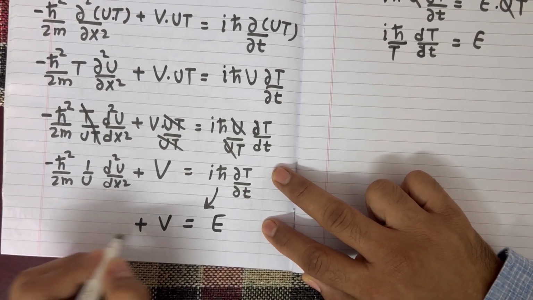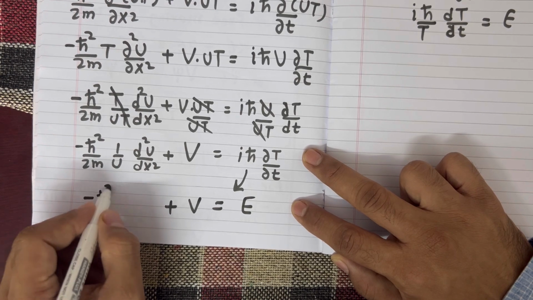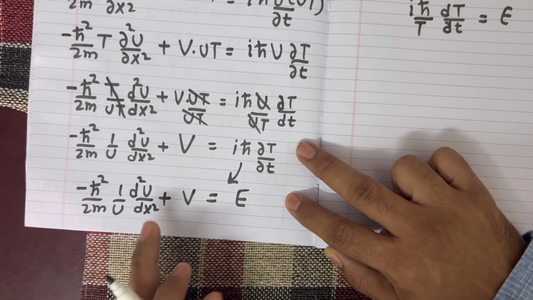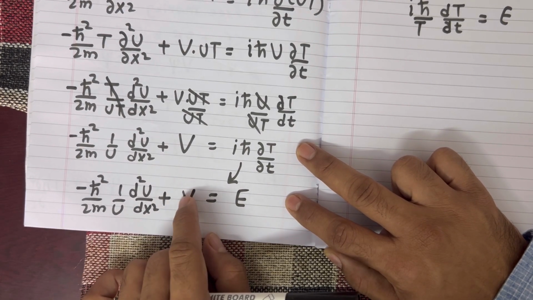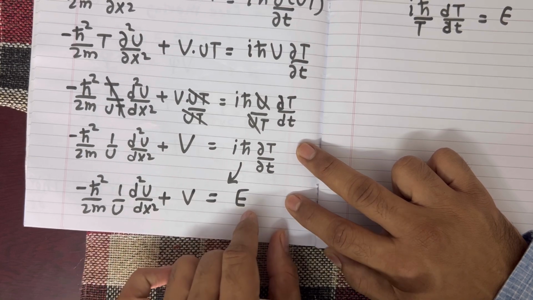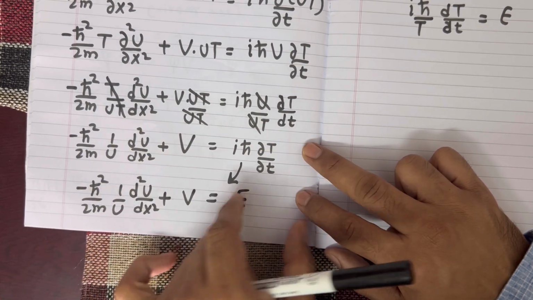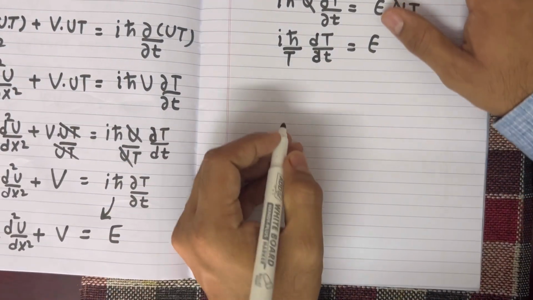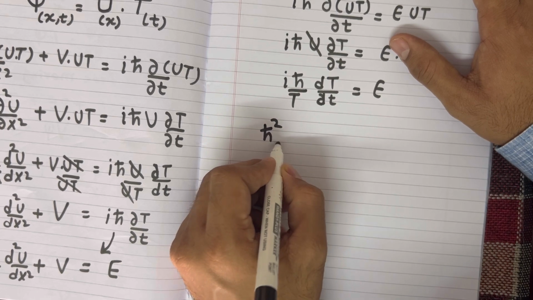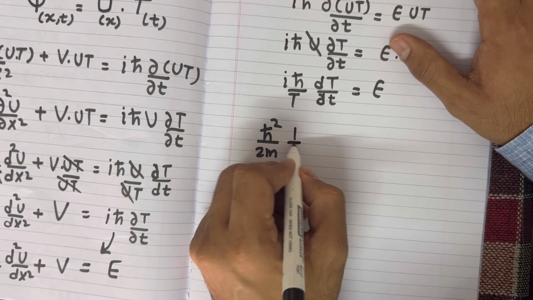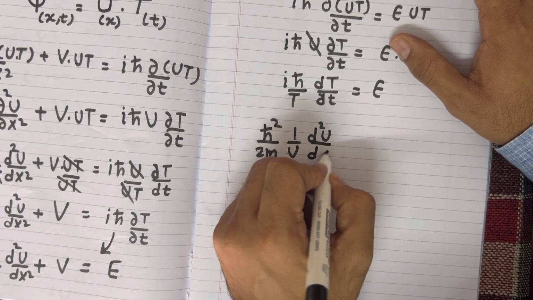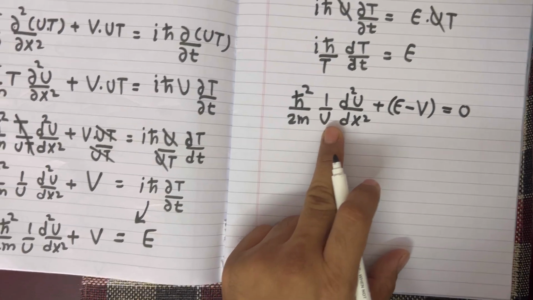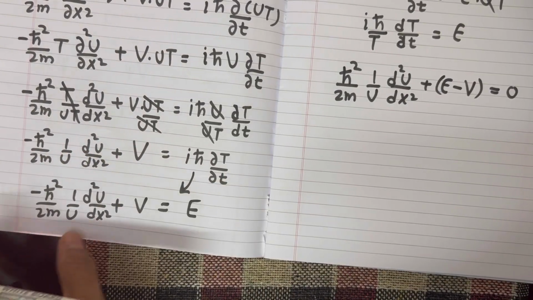Here we have minus h cross square by 2m, 1 by U, d square U by dx square plus V equal to E. This equation we got. Now, if I shift V this side, it becomes E minus V, and this term also completely shifts on this side. So on just shifting everything from the right hand side to the left hand side, you'll get the equation h cross square by 2m, 1 by U, d square U by dx square plus E minus V equal to 0.